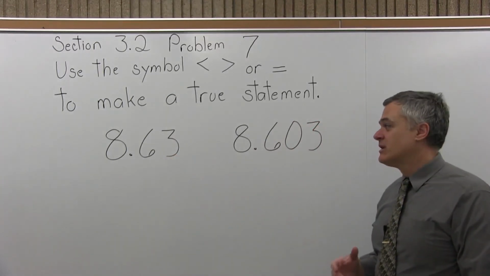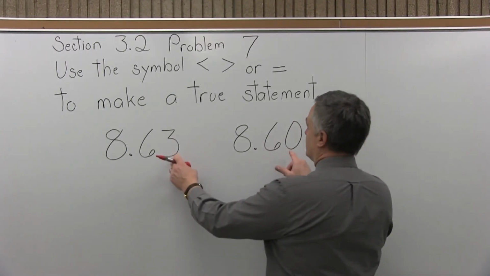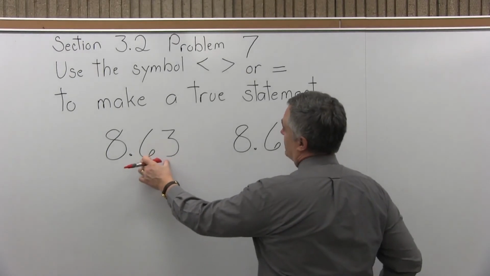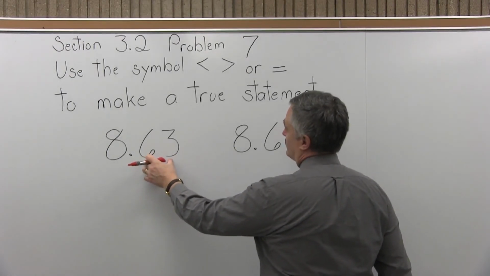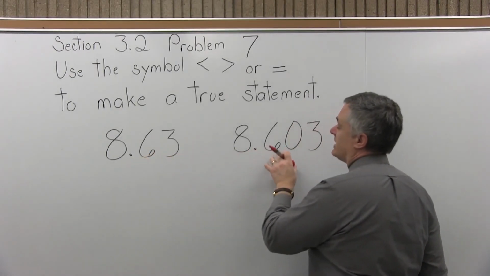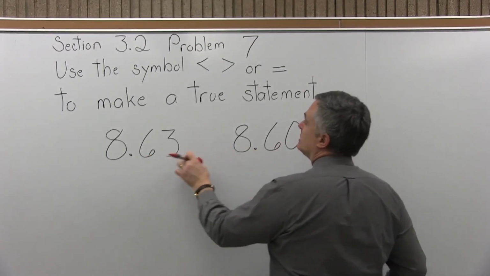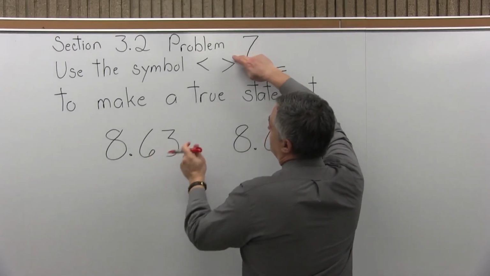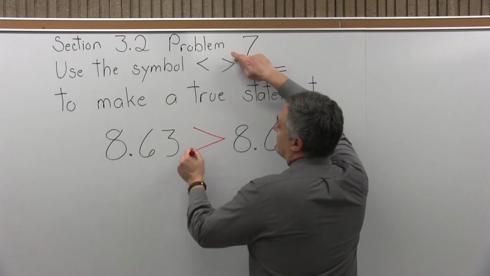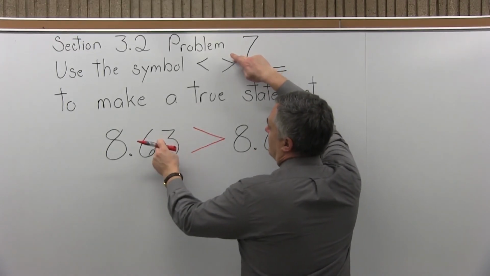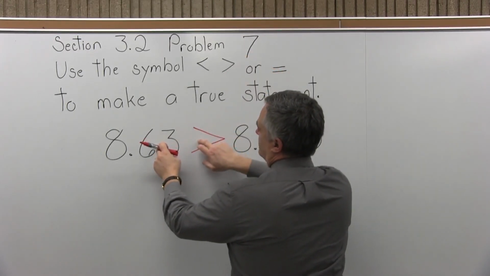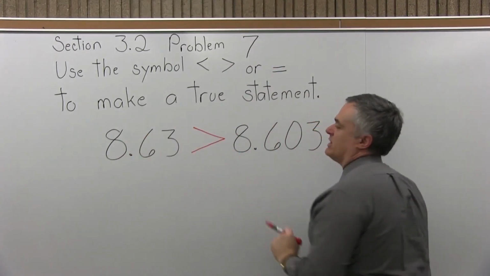Now here's where we clearly determine that 3 is larger than 0, so the number that has a 3 in that spot is the larger value. 8.63 is larger than 8.603. So I want to choose the inequality symbol where the open end of the symbol faces the larger value. So the open end of my inequality symbol must face 8.63.